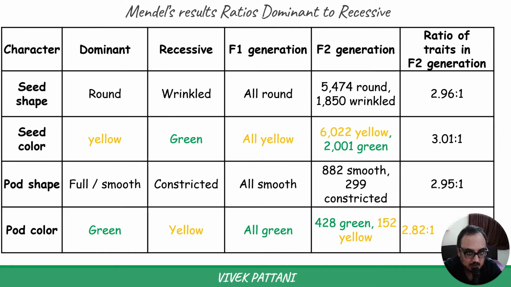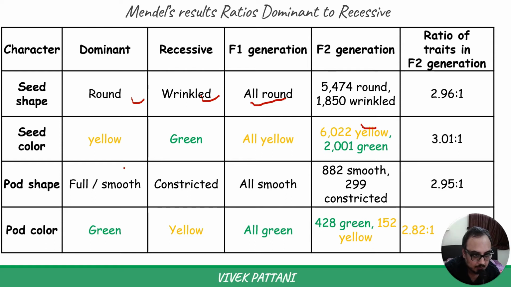Now these are the basic ratios of dominant to recessive traits which he bred. In the first scenario, seed shape, round was the dominant one and wrinkled was the recessive one. In the F1 generation, all were round; the phenotypes were round. In the F2 generation, 5,474 were round and 1,850 were wrinkled, which gave a ratio of 2.96:1.